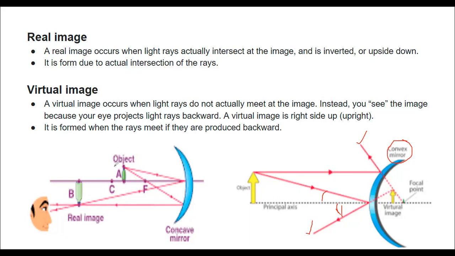So whenever you have a virtual image, you have an erect image formation. And whenever you have a real image, you always have an inverted or upside down image formation. So real image and virtual image are both characteristics of a concave mirror, but for a convex mirror, we are restricted to virtual images all the time. For a concave mirror, we could have a real image or a virtual image, depending upon where the object is placed.